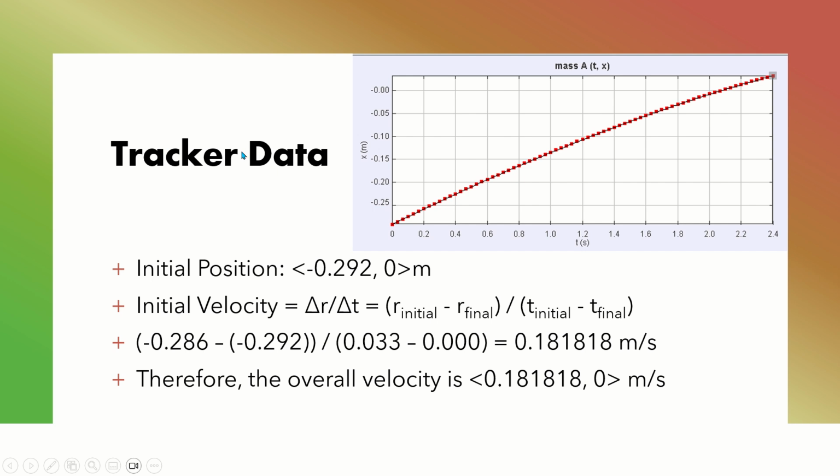So now, regarding our tracker data, this is the actual graph I exported via tracker. We can see our initial position as follows. We have our initial velocity, which is delta r divided by delta t. And when we calculate it all out in a calculator, we get 0.181818 meters per second. So our overall velocity, when we include the y vector, is 0.181818, 0 meters per second for the x and y vector.